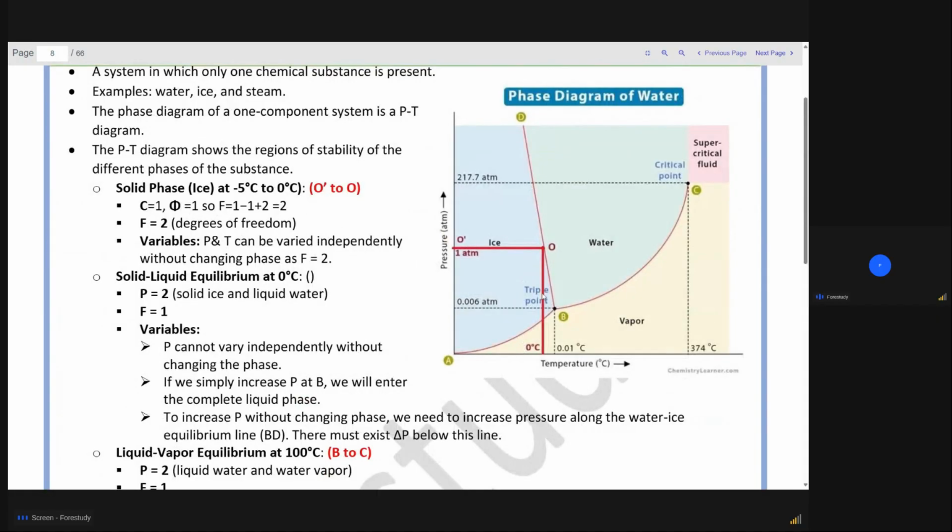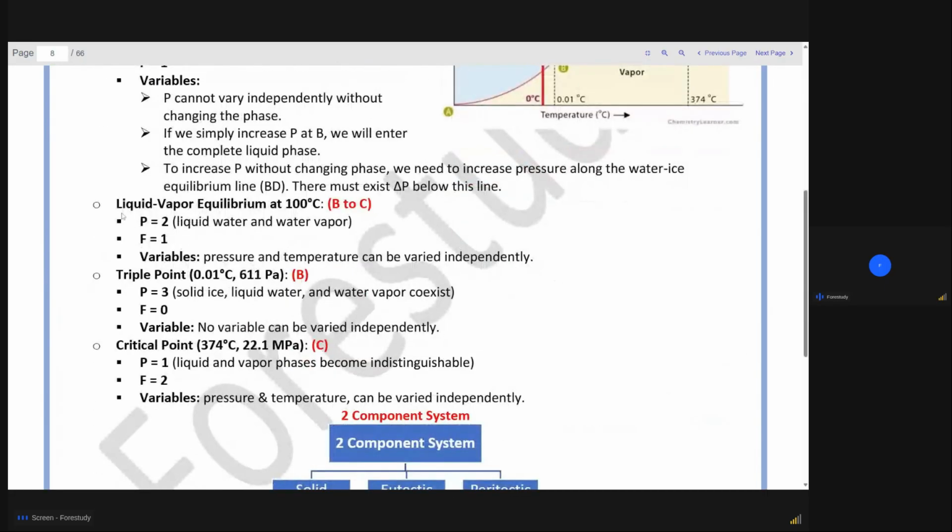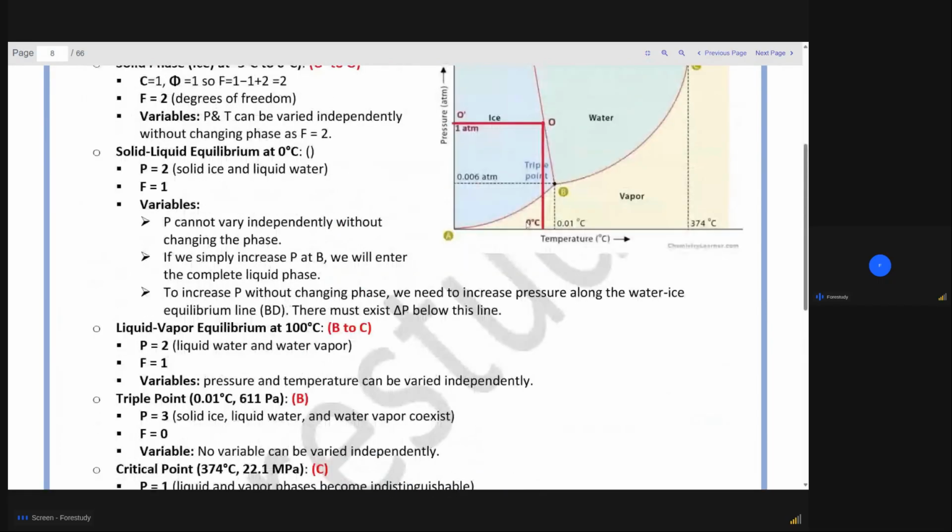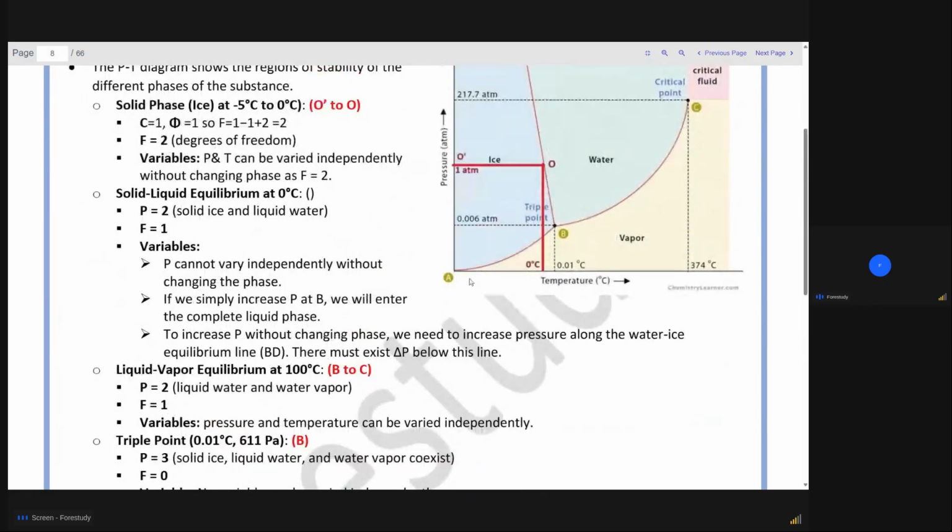Whereas on any line, say BD, BC, AB, we get a degree of freedom of 1. So if we fix pressure, temperature will automatically get fixed. If we fix temperature, pressure will automatically get fixed. That means the degree of freedom is 1, and pressure and temperature, the two variables, are dependent on each other. Now, liquid-vapor equilibria, the vapor-liquid equilibria, B and C.